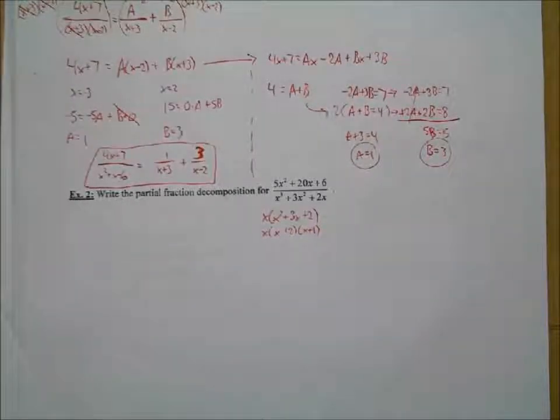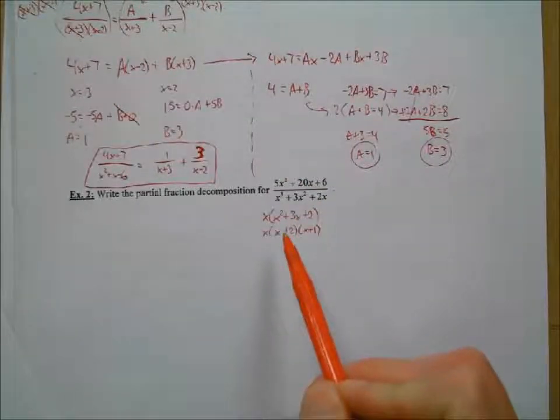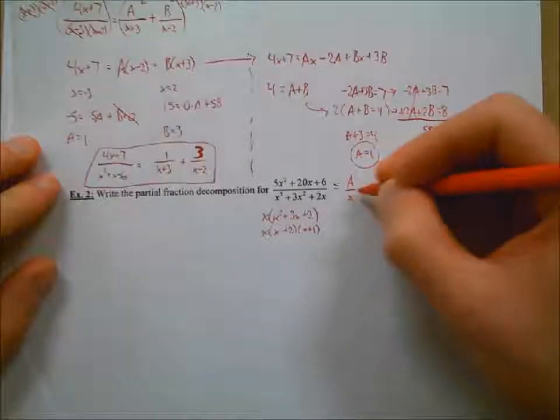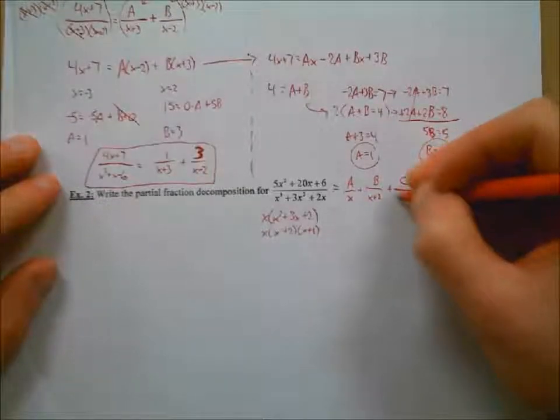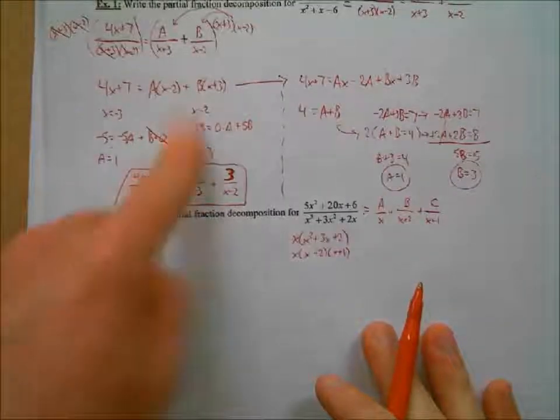So 3 factors in our denominator means we can decompose this into how many fractions? 3 of them. Yeah, exactly right. So we're going to have a over x plus b over x plus 2 plus c over x plus 1. I'm going to use the first strategy that we used, the first one here, if that's all right with y'all.